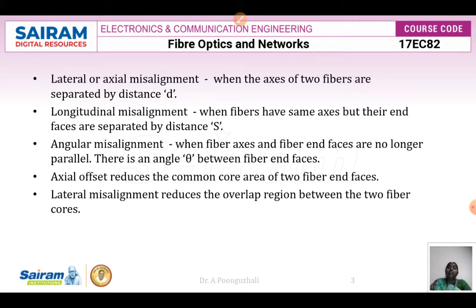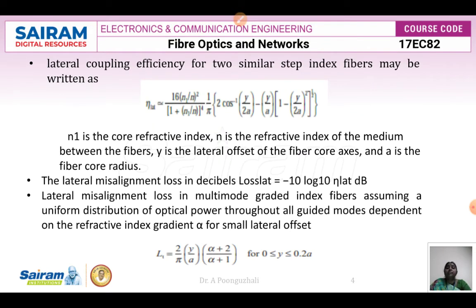Here we say that the axial offset reduces the common core area of the two fiber end faces. So when the common core area of the two fiber end faces is proper, then the axial offset can be reduced. The lateral misalignment can reduce the overlap region between the two fiber cores.